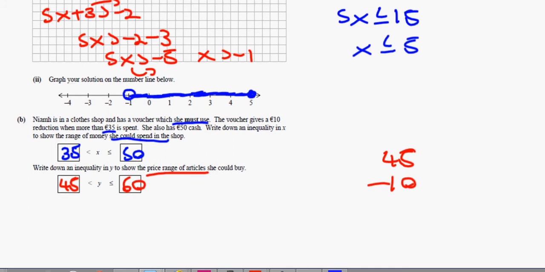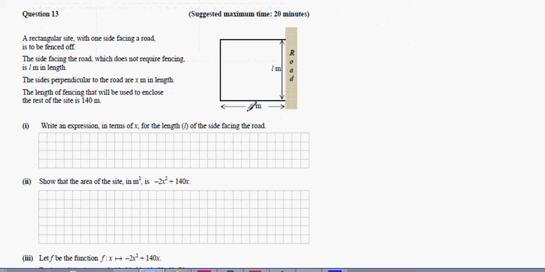Next one, question 13. A rectangular site with one side facing a road. Here's the road here, just shading in red quickly. The side which does not require fencing is L meters in length. So the part that doesn't require fencing is L meters long. The sides perpendicular to the road are x meters in length. So you can see this here is x meters in length. The length of fence that will be used in closing the rest of the site is 140 meters.